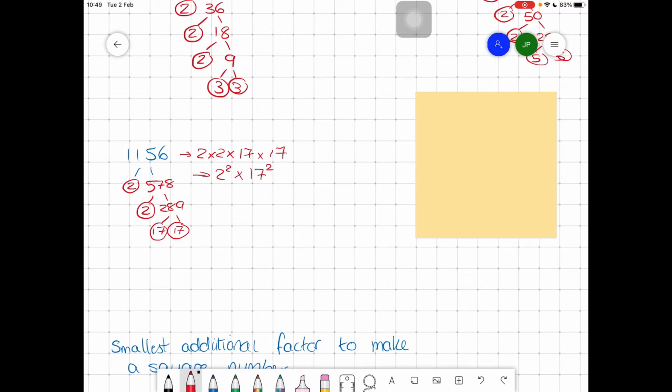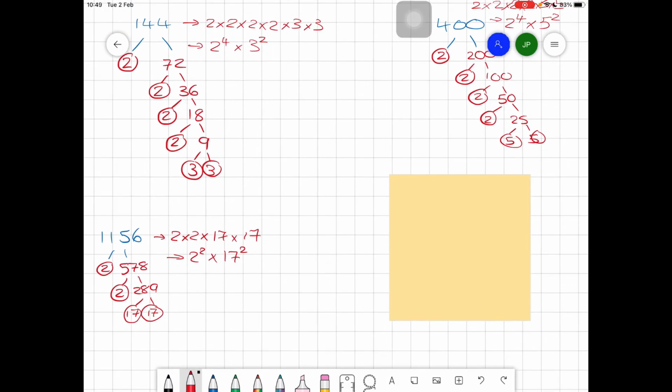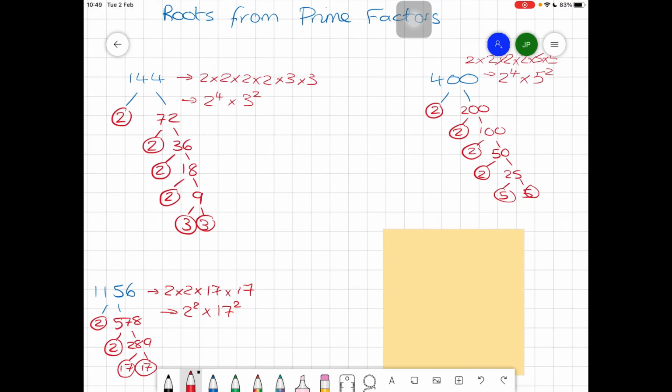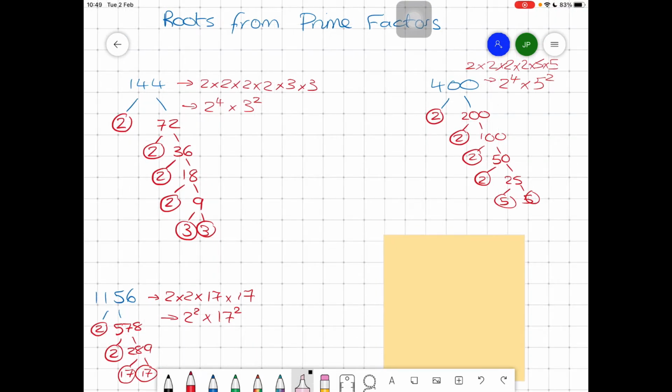which becomes 2 squared times 17 squared. Okay, now if we look at all of the ones we've just done, so we've got 2 squared times 17 squared. We've got 2 to the power of 4 times 3 squared, and 2 to the power of 4 times 5 squared. Now, all three of those numbers are square numbers.